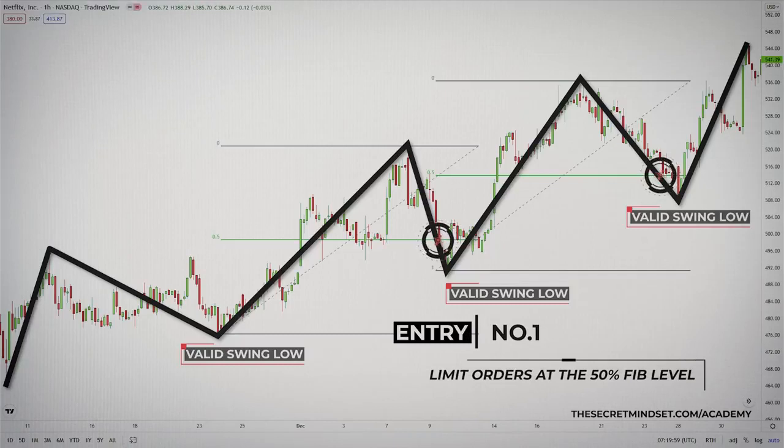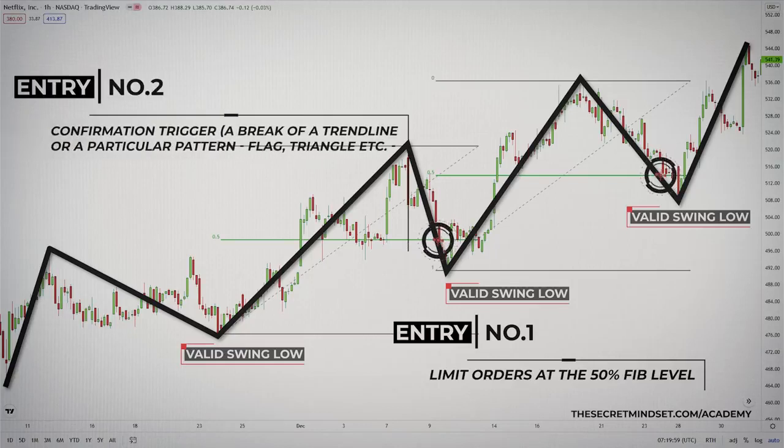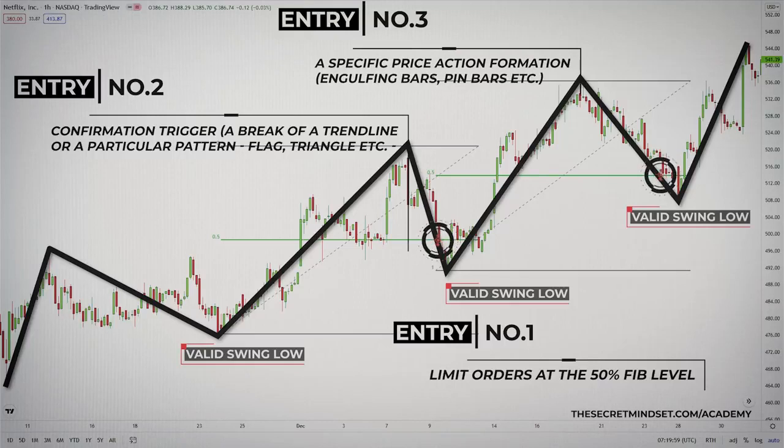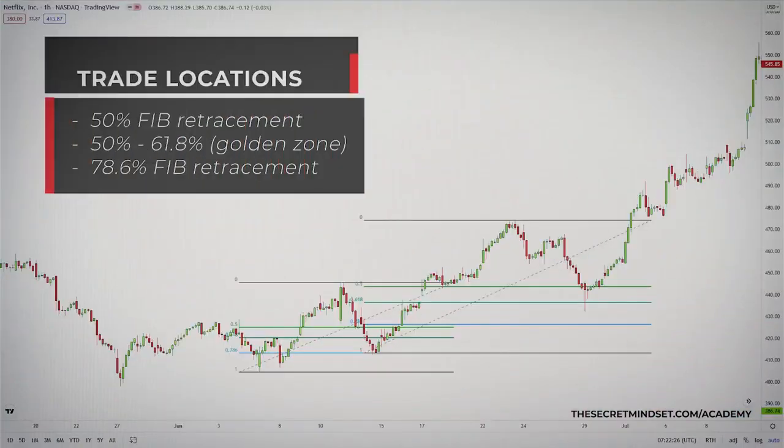Some traders may prefer to set limit orders at this level, with a stop a few pips away from the most recent high. Others may prefer a confirmation trigger, such as a breakout of a trend line or a particular pattern, like a flag or a triangle, for example, or a specific price action formation, such as engulfing bars or pin bars. Whichever way you approach your trades, the area you are looking to trade from must hold value on the basis of decent risk-to-reward prospects. You can alter the entry approach as you wish.